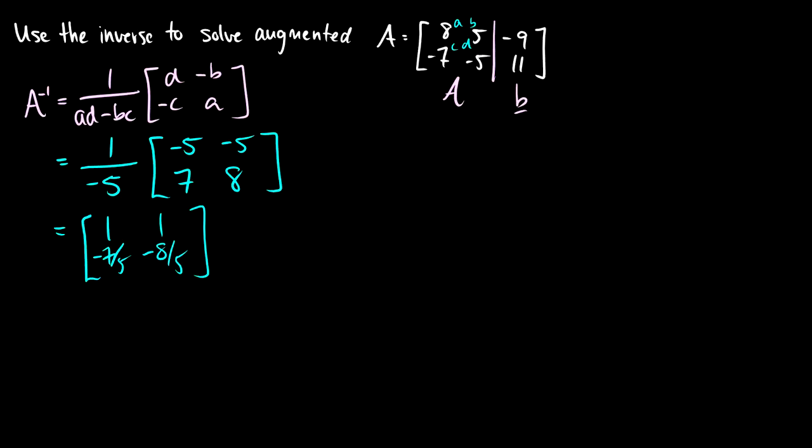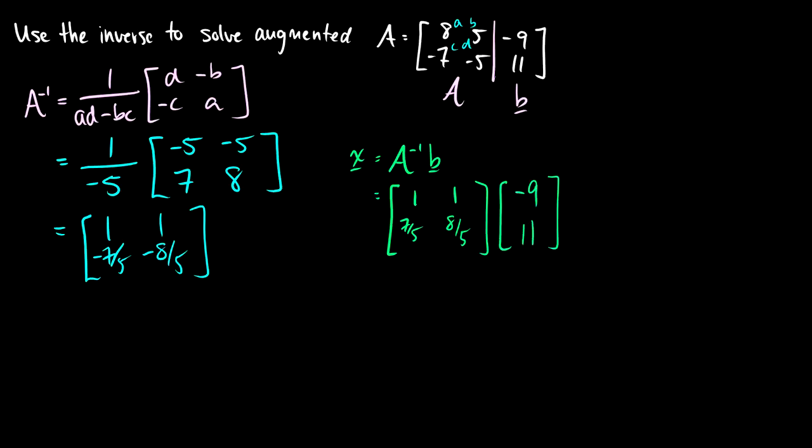Okay, so we want to find X. So we want to find our solution here. We know that X is equal to A inverse times B. So let's just put that in. So we have our A inverse, which is 1, 1, 7 over 5, and 8 over 5, and our B is negative 9, 11. So we can just do some matrix vector multiplication.